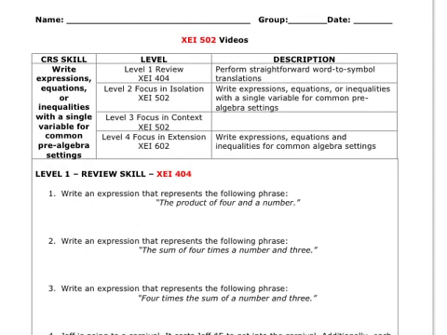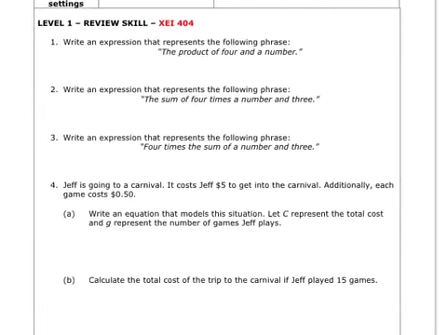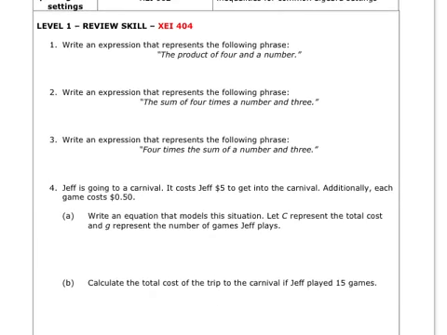Level 1 for XEI 502 is to perform straightforward word-to-symbol translations. And let's look at what exactly that means. You're going to be asked to write an expression or an equation that represents something in simpler words than you might see in a regular word problem, but it still can be very difficult for a lot of people. Let's look at number 1 here.